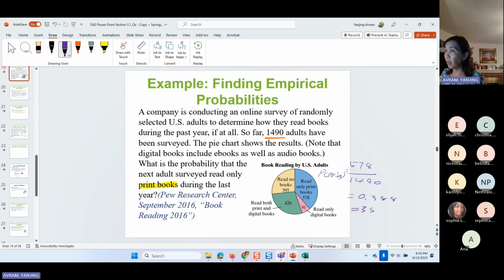Or you can multiply by 100%, that's 3.88%. Or if you round to the integer for the percentage, that's about 39%. Around 39% of the people only read the printed words, print books. And you can see how many did not read at all, and only 91 said that they read digital books. I think digital books are getting more and more popular. This was the Pew Survey, a very famous research center, back in 2016. If you surveyed in 2022 or so, I'm sure digital books would increase. But that is how you find the probability.